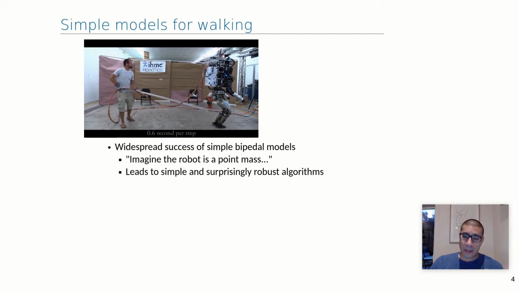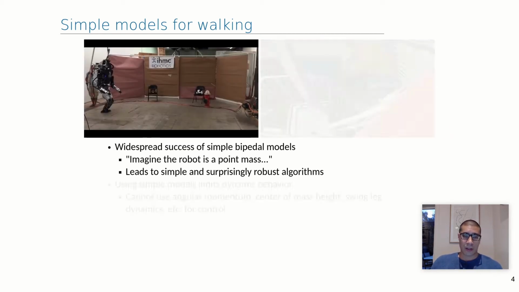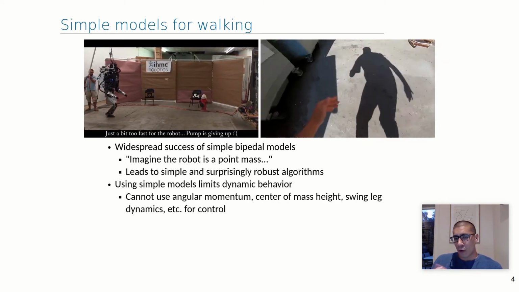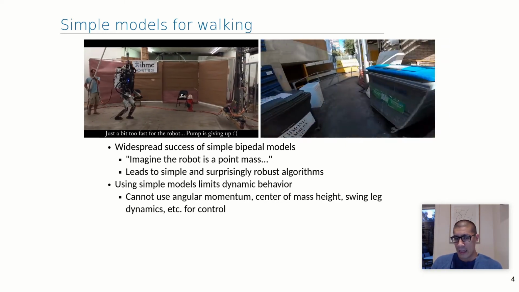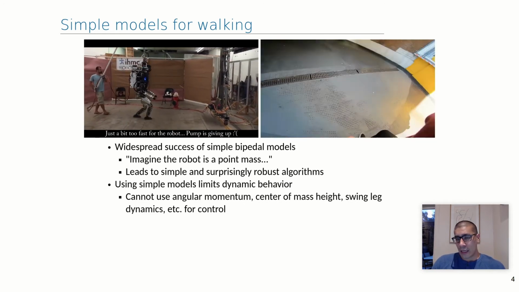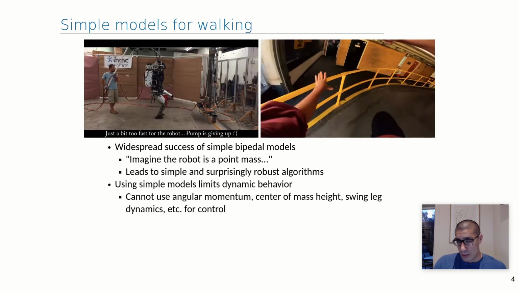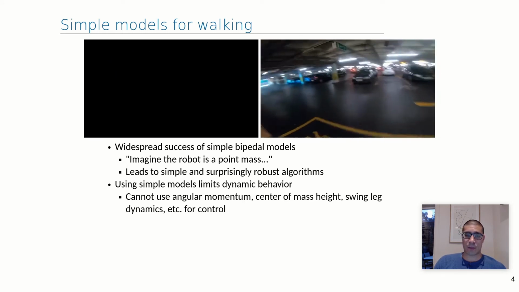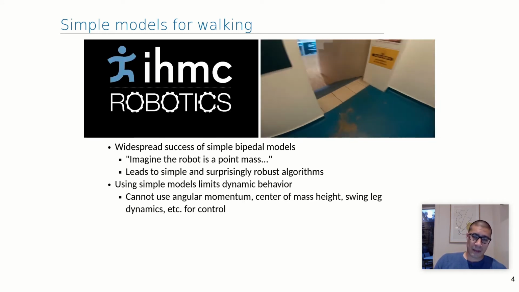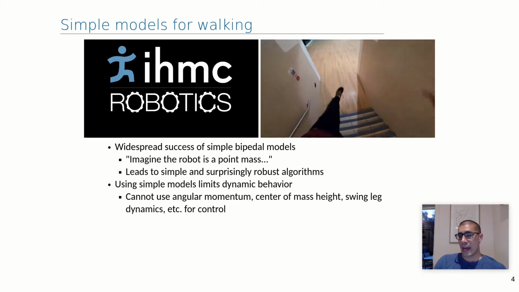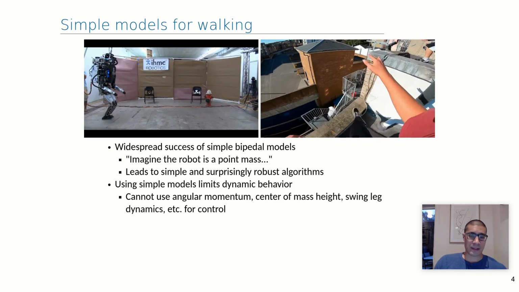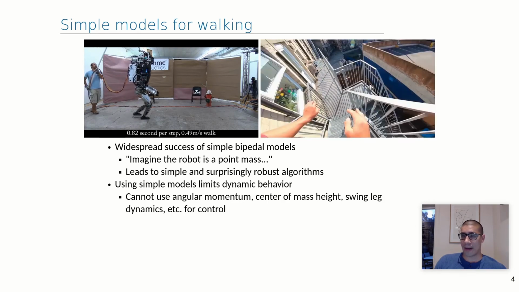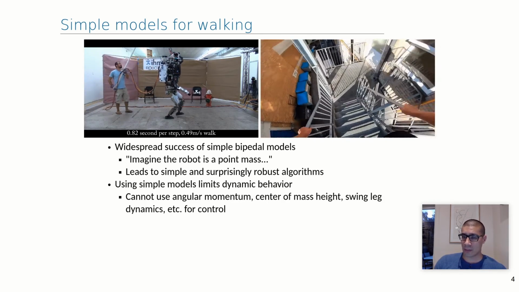And these algorithms are at the heart of many of our walking control strategies. At the same time, if you imagine the robot's a point mass and perform your planning and control with this in mind, you're sort of limited to what a point mass can do, right? The use of these simple models ultimately does limit dynamic behavior, and aspects of the simple models that ignore things like angular momentum or center of mass height, swing leg dynamics, etc., ultimately aren't available as control mechanisms because they're not present in the simple model.